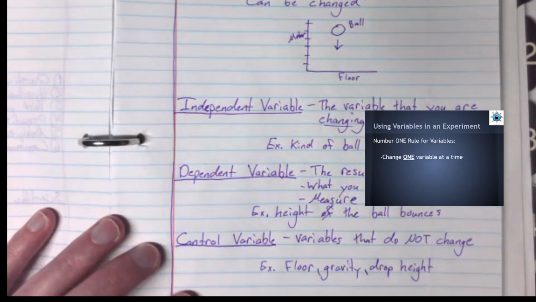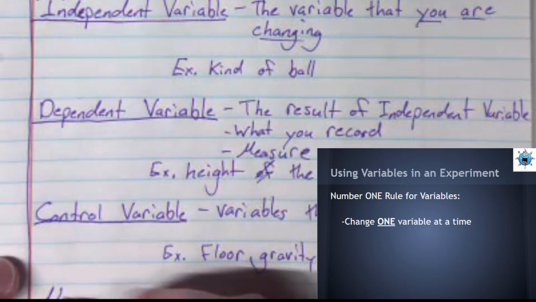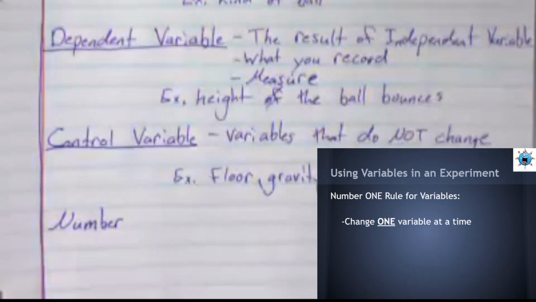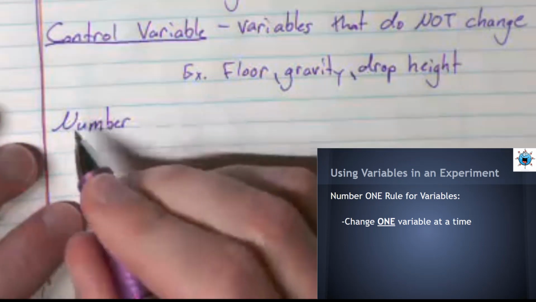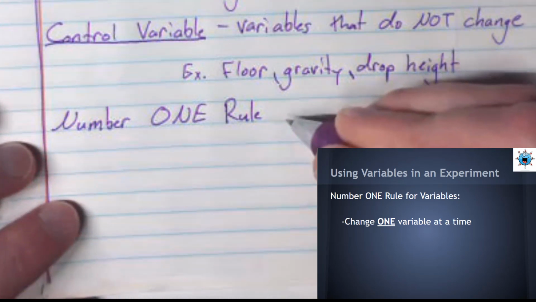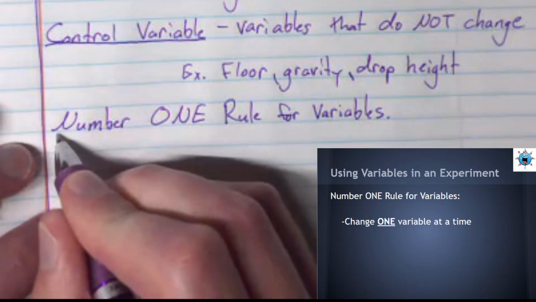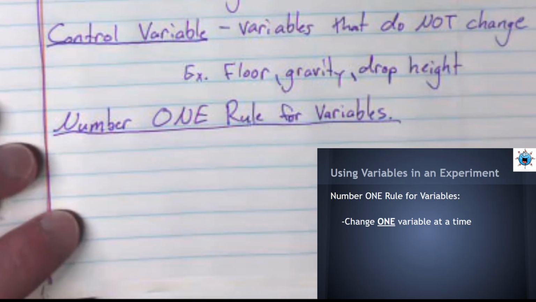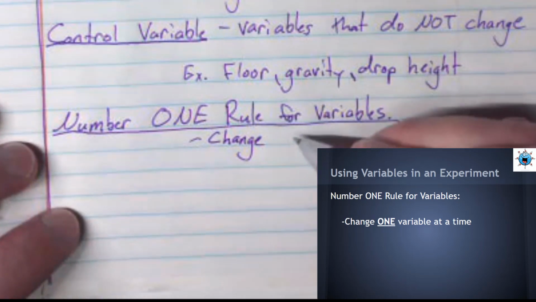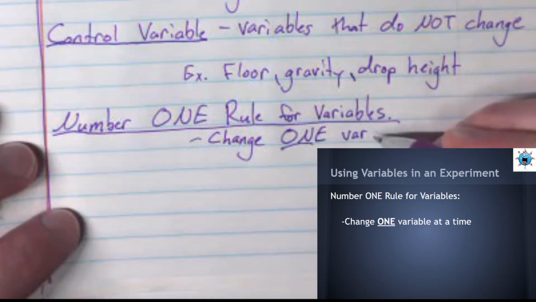And the last one is a rule. It's actually the number one rule. So let's write that. The number one rule about variables, or for variables. Let's do for variables. And that rule is that you can only change one. See the one and the one? You can only change one variable at a time.